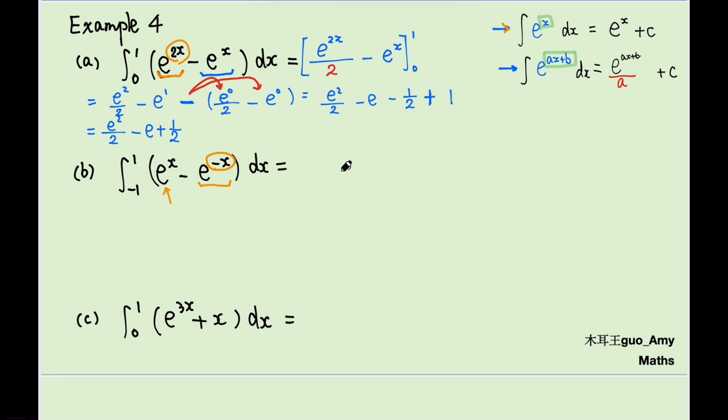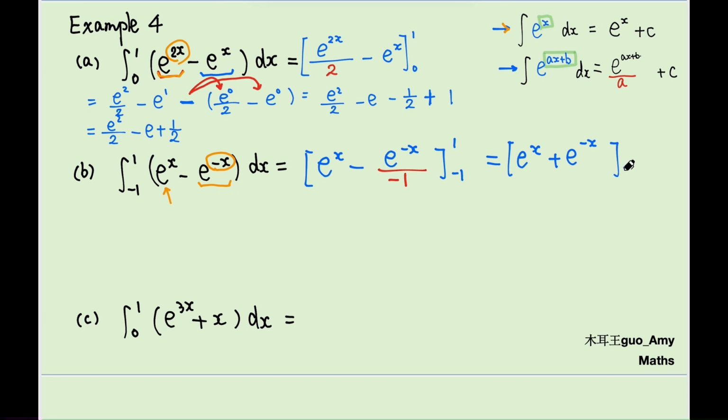The result will be like this: e to the power x, then minus, for the second one, e to the power negative x as well. And don't forget to divide the whole thing by the coefficient of x, which is negative 1. After that, we record the lower limit and upper limit. Then we are going to simplify the expression first. Here we have negative and negative 1. It will become positive e to the power negative x. Then record the lower limit and upper limit.